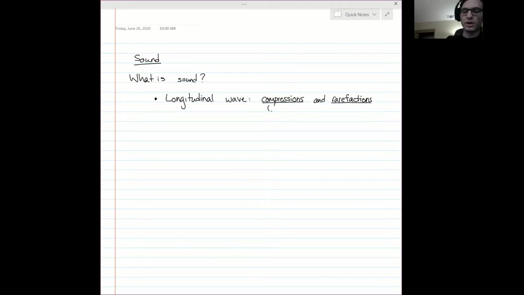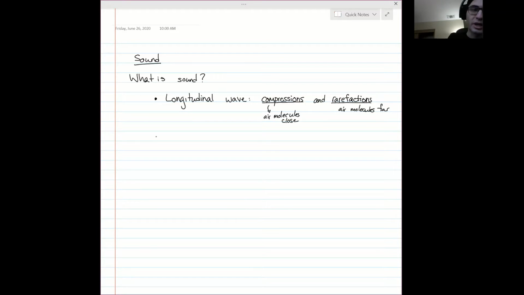So when we talk about compressions with regards to sound, we're talking about that the air molecules are close together. And when we talk about rarefactions, we mean that the air molecules are far apart. So all that's happening in a sound wave is that you have regions of high density of air. These are compressions. And then, so that would be like at the peak of the wave. And then you have rarefactions at the troughs of the wave. And those compressions and rarefactions just travel in space.